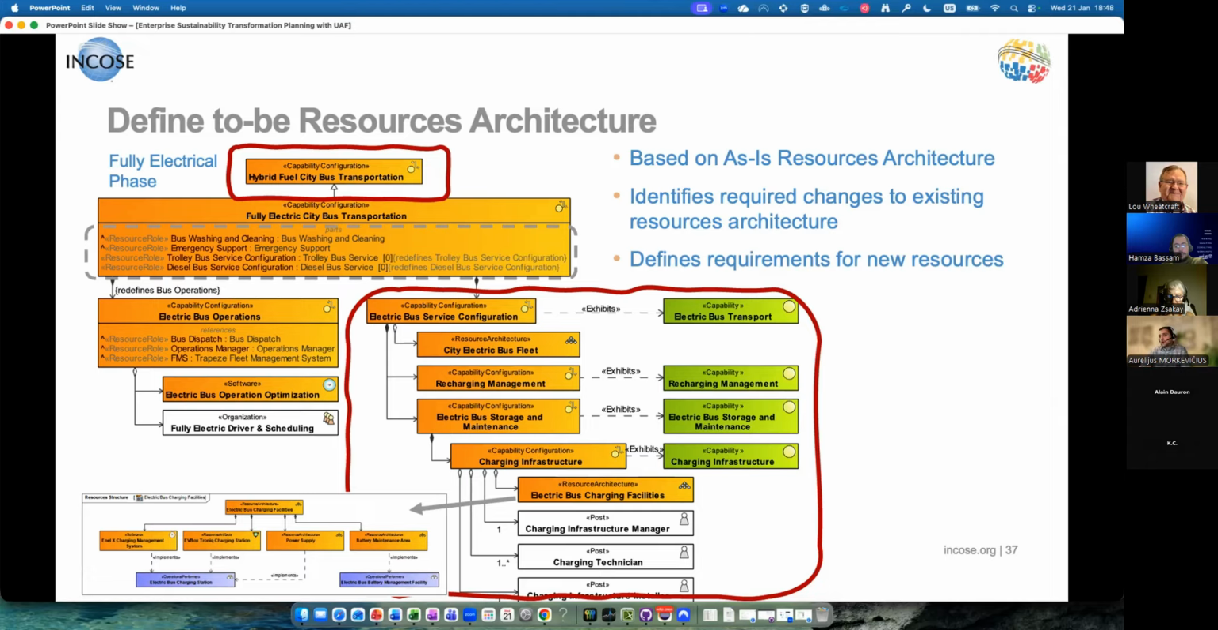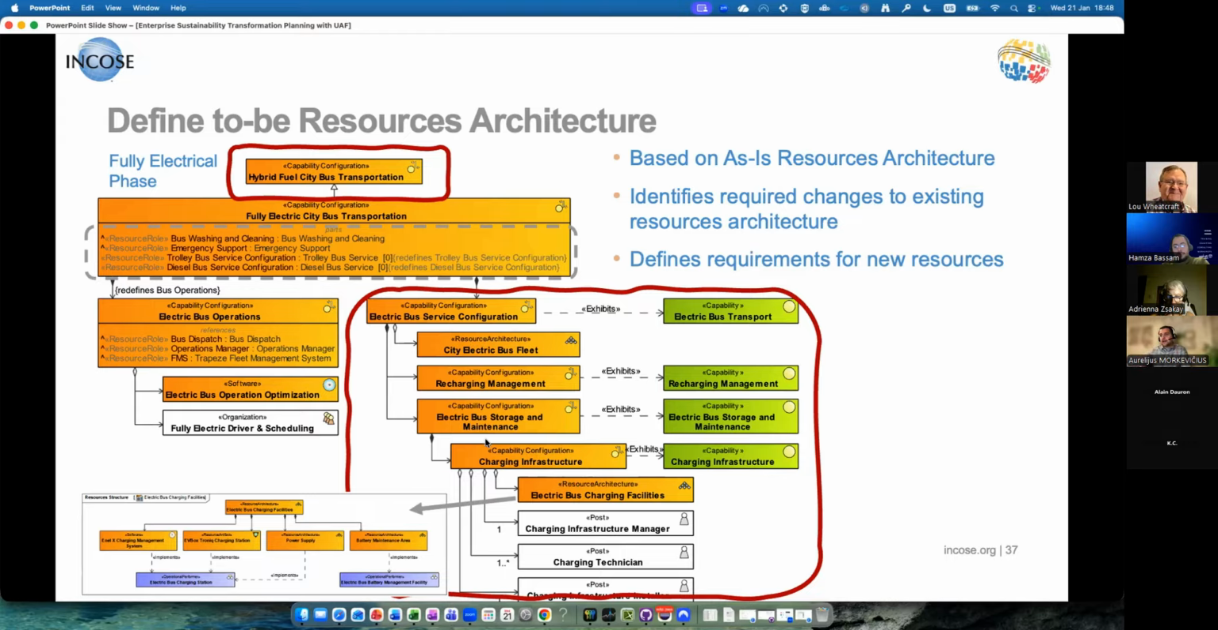Okay, and then we map back to the capabilities. So this is where we can say that these newly identified resources really serve towards the new capabilities that we identified, such as electric bus transport. Okay, we need a service configuration for it. That's the big one. But then we have smaller capabilities. So we need recharge management. We need electric bus storage maintenance, charging infrastructure.